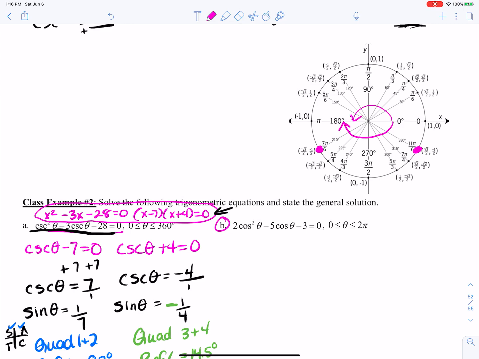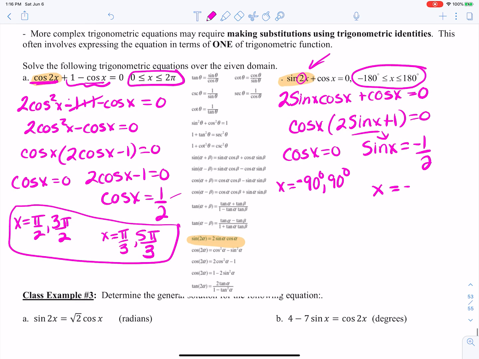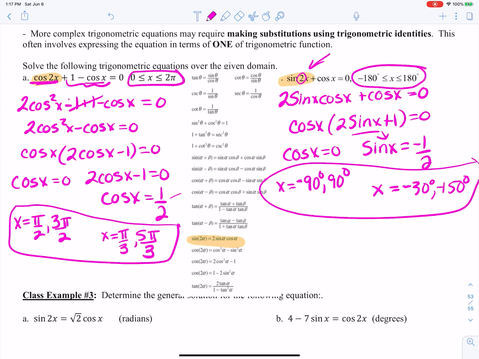So my solutions are negative 30 degrees, and if I go all the way to here, that's negative 150 degrees. So there are my 4 solutions.